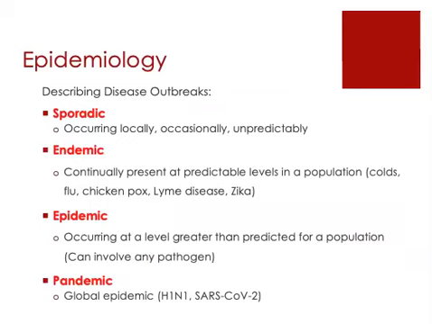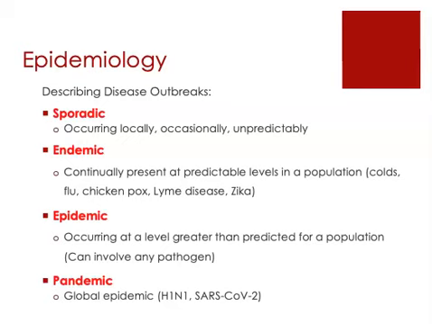A lot of what we'll be discussing today involves learning the language of epidemiology. So we'll be looking at and thinking about a lot of terminology, including what you can see on this slide, which describes the kinds of disease outbreaks that can occur in a population. When we use the term sporadic, we're saying that this is an outbreak of disease that is occurring locally, occasionally, and importantly, unpredictably. That's what we would describe as a sporadic outbreak.